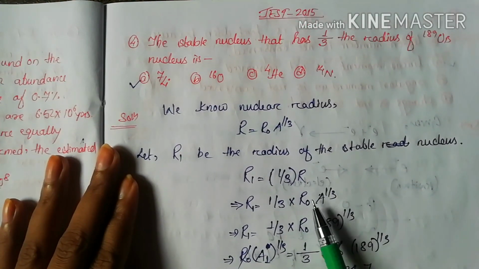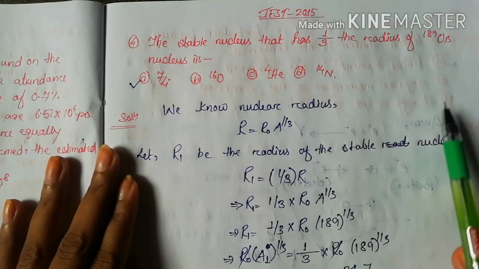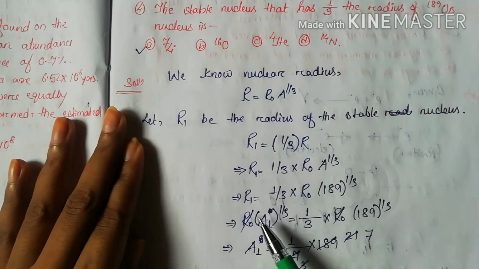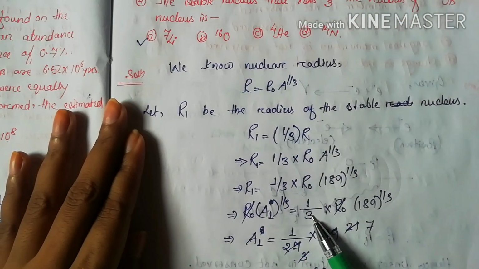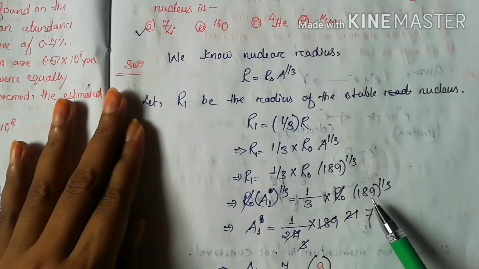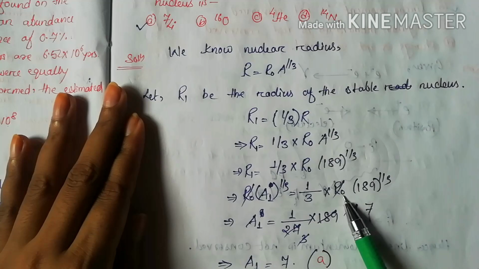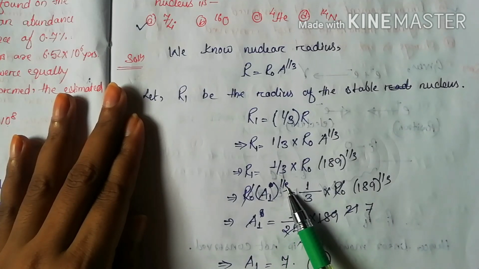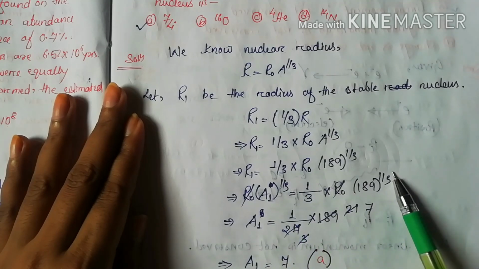Now when we substitute the value of R here, it will be R naught A to the power 1/3. The value of A for this particular nucleus is 189, right? So R1 is equal to R naught A1 to the power 1/3. On the right hand side, we have 1/3 into R naught 189 to the power 1/3. This R naught and this R naught are both constants, and they will cancel out, and we will have A1 to the power 1/3 equal to 1/3 into 189 whole to the power 1 by 3.